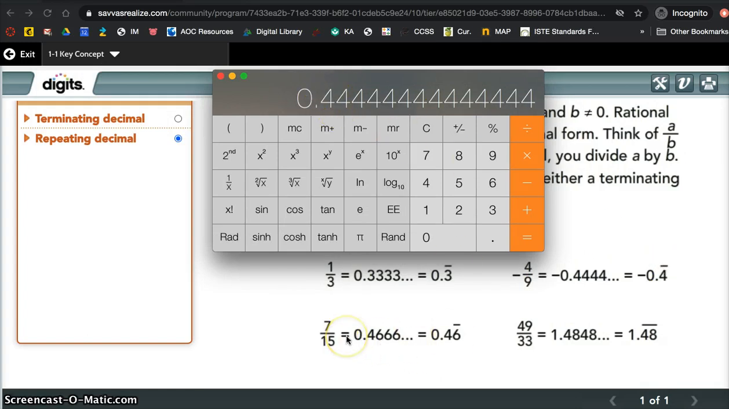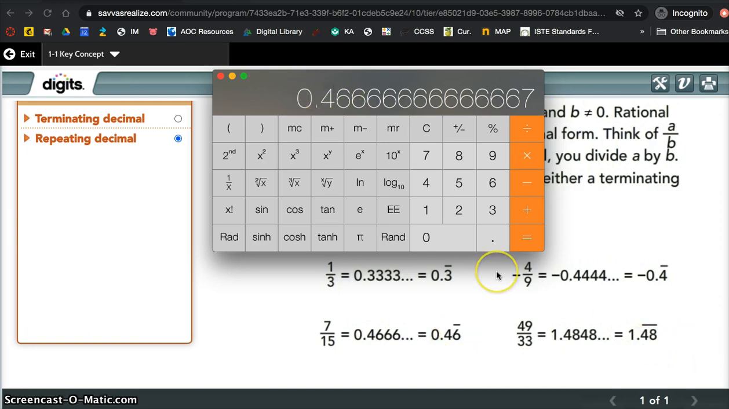Look at 7 over 15. This one has the number 4 in the tenths place and 6 in the hundredths place. But the 6 is the only number that repeats, so we only put the repeat bar over the 6, not the 4 and the 6, just the 6.